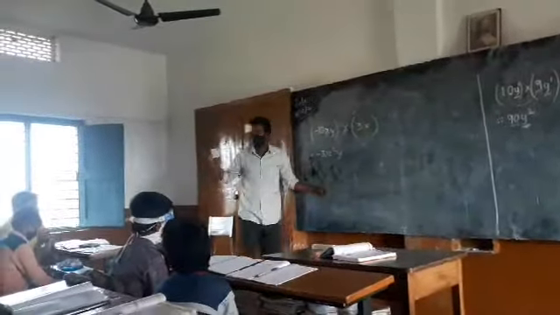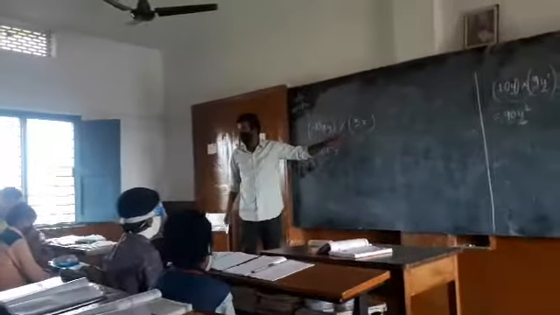Do not get confused. X into x is x square. And another y is there. You are going to put that in multiplication as it is, as this is multiplication.